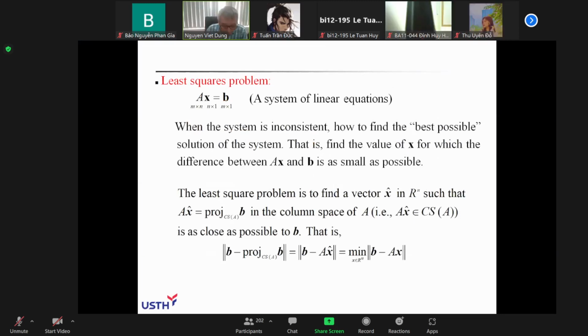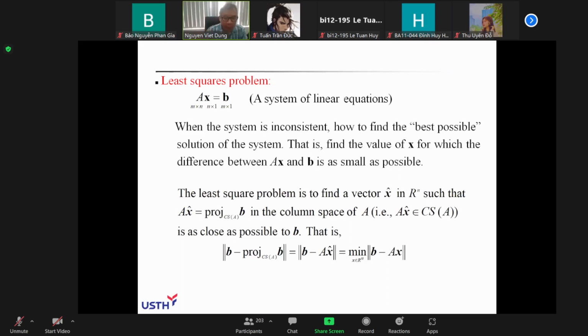And we use that in dealing with the least square problem. So what is a least square problem? Suppose that we are given a system of linear equations Ax equals B, and suppose that the system is inconsistent, meaning it does not have an exact solution. It does not have an exact solution only in the case B does not belong to the column space of A. In that case, we need to find the value of x so that the distance between Ax and B is minimum, as small as possible.